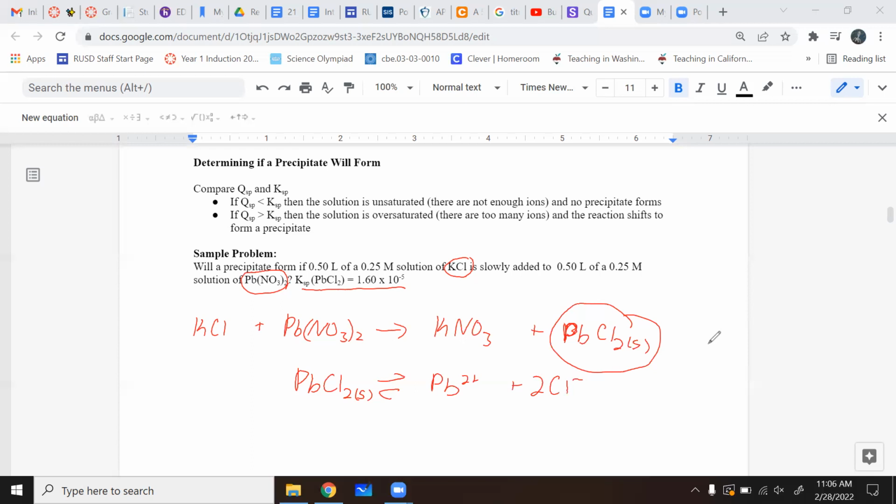So our problem asks us if a precipitate will form if this much KCl is added to that much lead nitrate. So now we have to start doing a little bit of math. I'm going to go ahead and rewrite everything. I'm going to rewrite our equilibrium up here. PbCl2 is in equilibrium with Pb2 plus and 2Cl minus. And I'm going to erase everything down here.